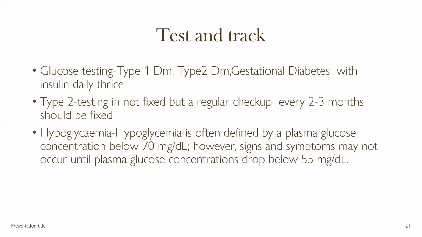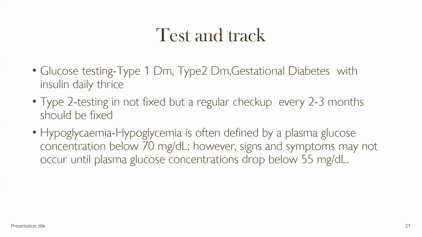Glucose testing. Now, what is the test? How many times do we have to do a blood test, or when the patients come, when should we check? For type 1 diabetes, gestational diabetes, and type 2 diabetes with insulin, it is advised that we do glucose testing three times daily. In type 2 diabetes, testing is not fixed, but a regular checkup every 2 to 3 months has to be fixed while talking to your physician.